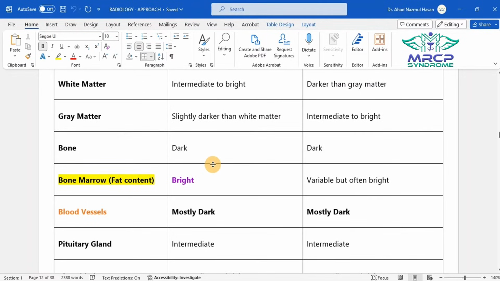And the bones should be dark. Remember, both bones and blood vessels would be dark, both in T1 and T2. Within the bone marrow, there is some fat content, so in T1 it will appear bright. In case of T2, this may be bright, but it would be less bright compared to T1.